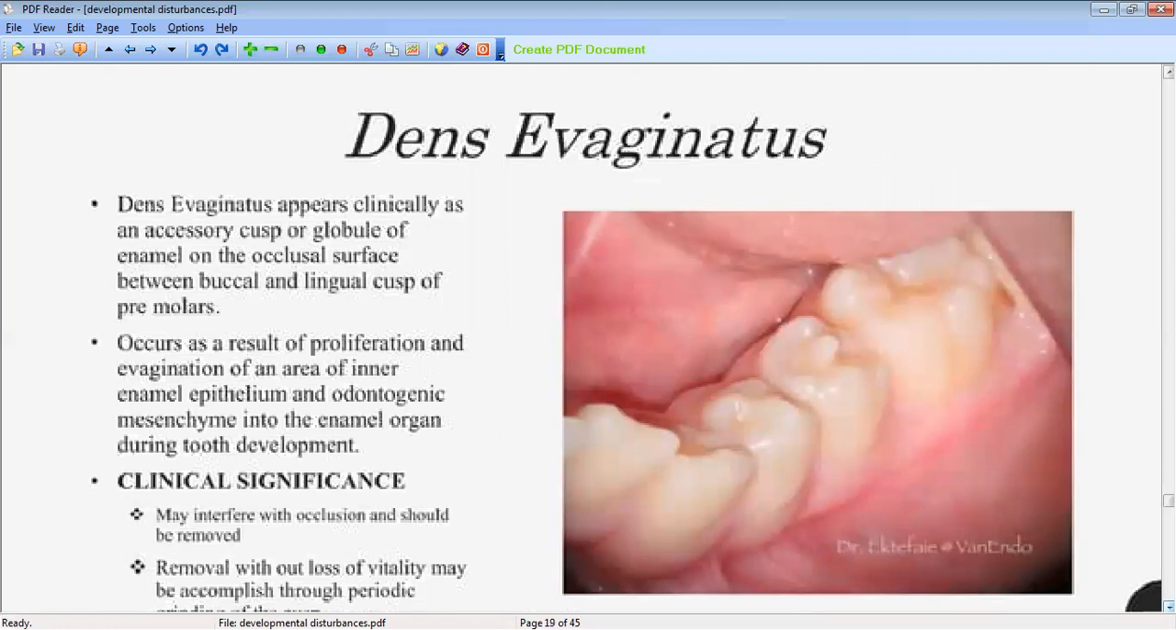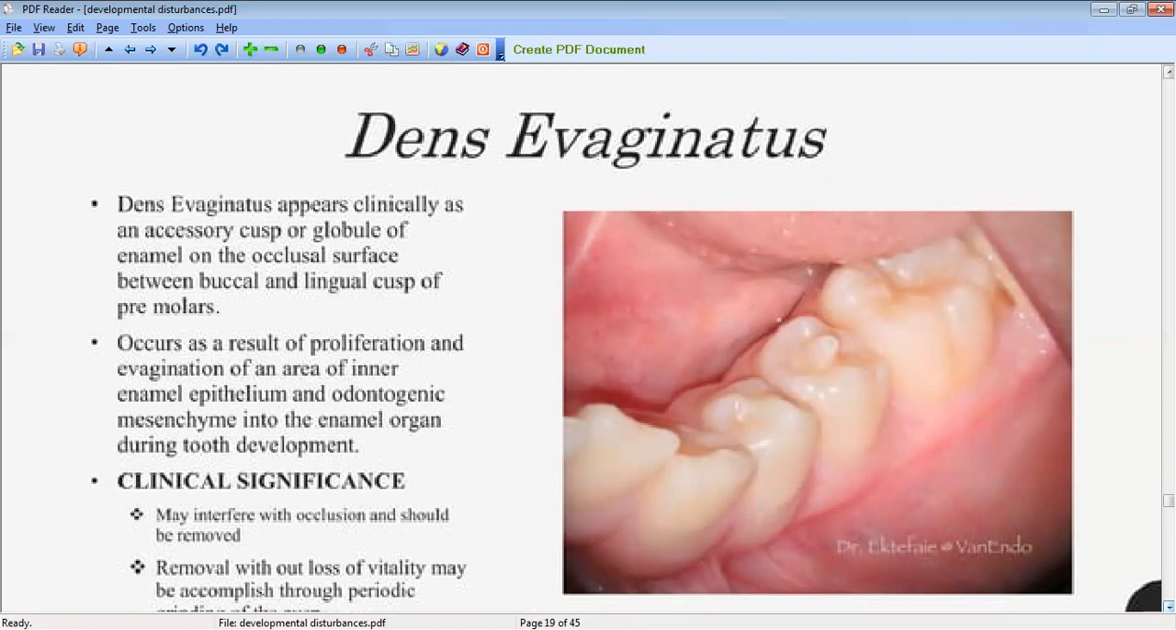Then evaginatus appears clinically like this. You can see in the picture. It is a globule on the occlusal surface between buccal and lingual cusps of the premolars. Invagination, the previous one was the invagination. That's why it is an infold. This is evagination, often larger, arising from the inner enamel epithelium and odontogenic enamel organ during development. It may interfere with occlusion and should be removed.